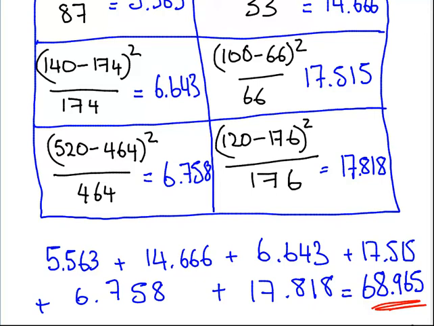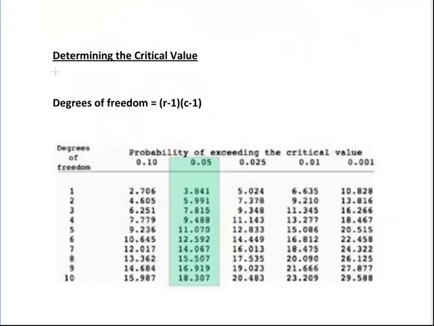68.965 is my answer there. So that is our test statistic, and it's quite large. The next thing we're going to do is calculate the critical value. And the first thing we have to do is actually determine degrees of freedom.